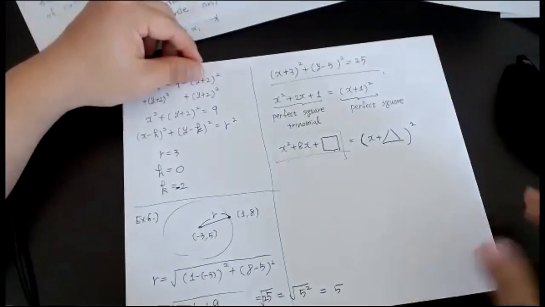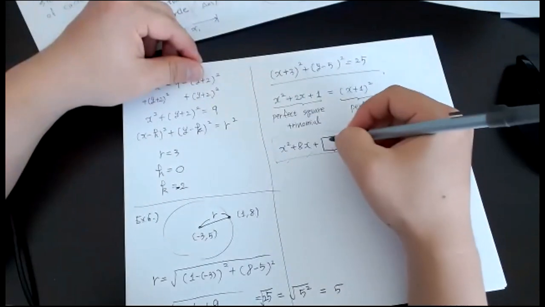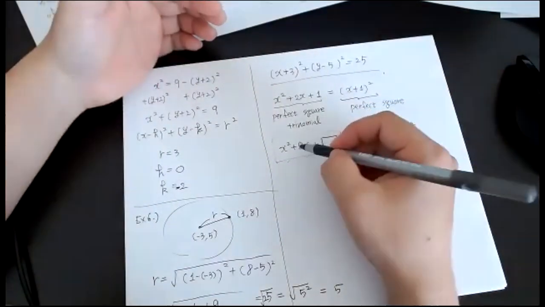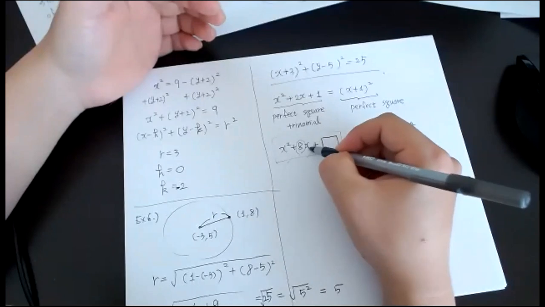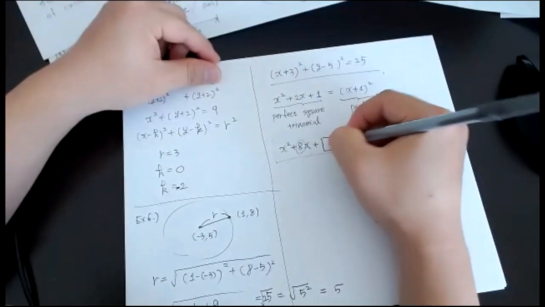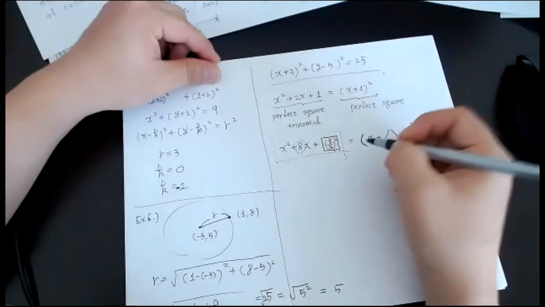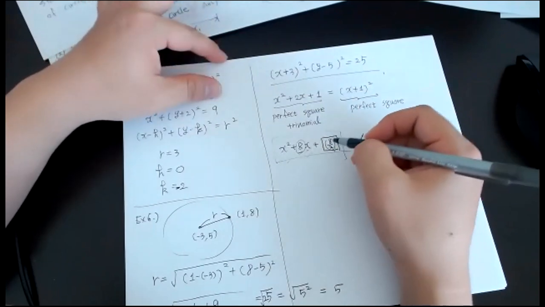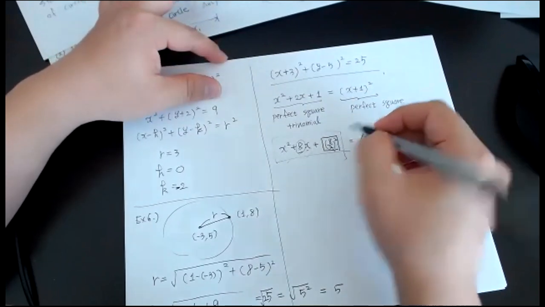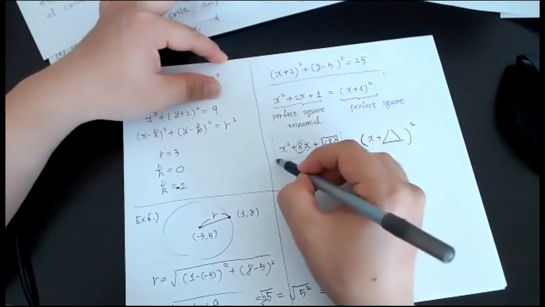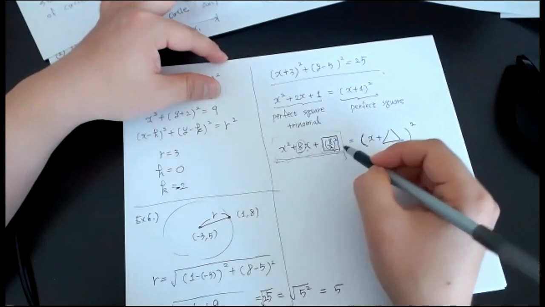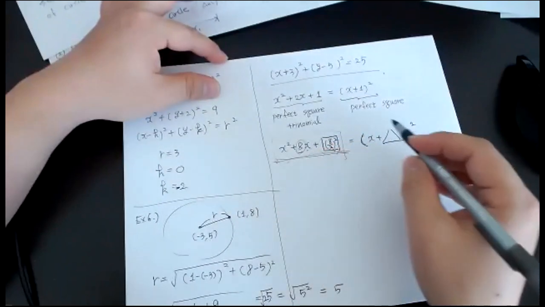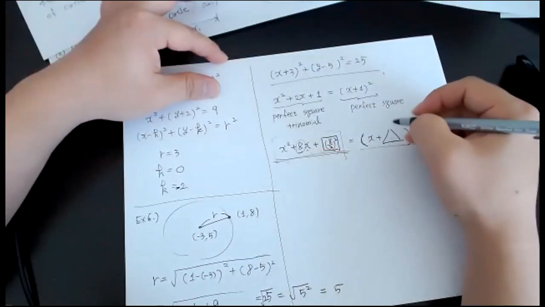So then here's the question: how can you find this number? Actually, this is the square of half of the coefficient of the x term, which is 8 over 2 squared. Where does 8 come from? It's the coefficient of x. We take half of 8 and square it. If you add that number, then this becomes a perfect square trinomial, so that it can be factored as x plus a number squared. So that number must be 8 over 2.